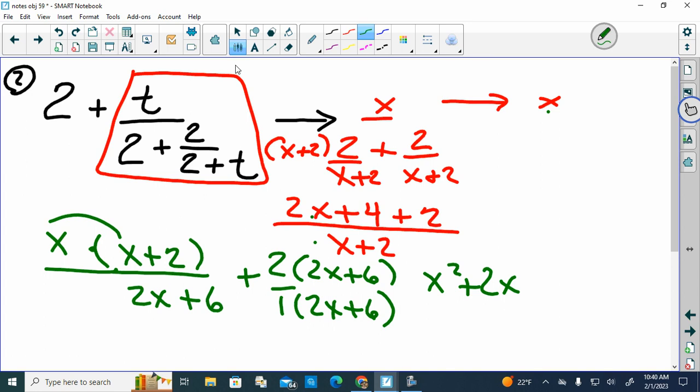Now I'm simplifying this numerator. So that would be 4x. Distributing that one would be 12. That's just going to change to 6. Good? Okay, and all of that is going to be over what? 2x.